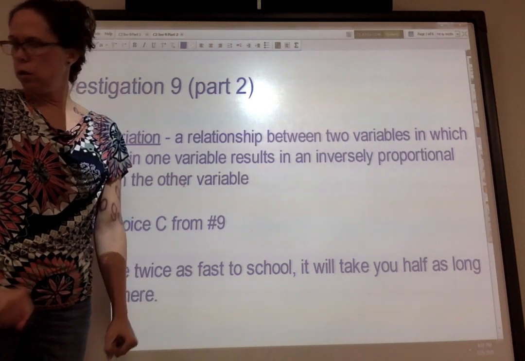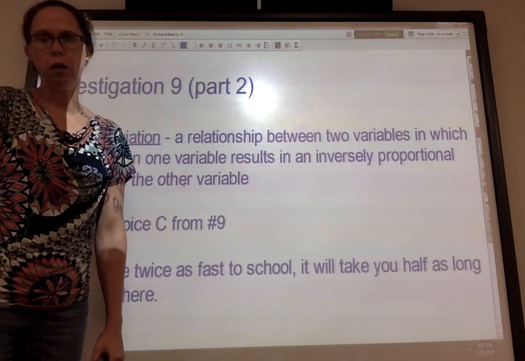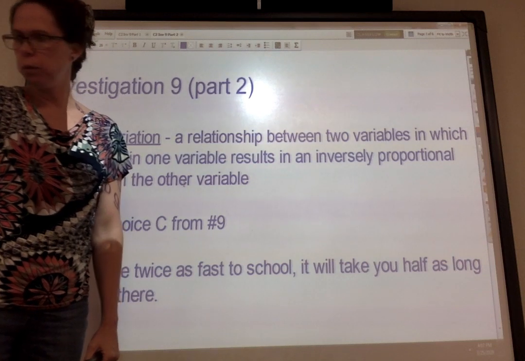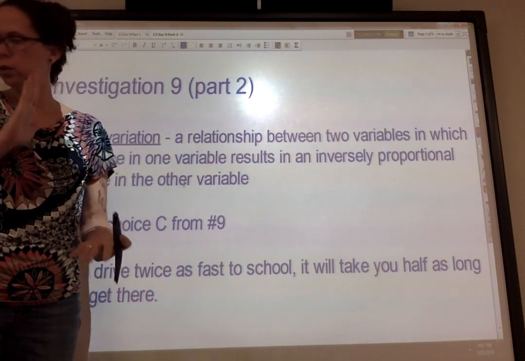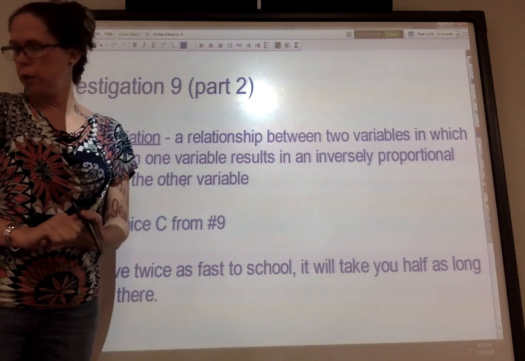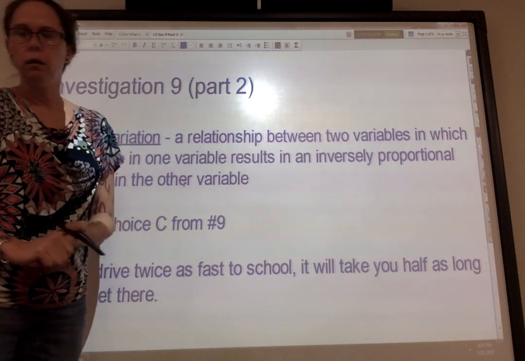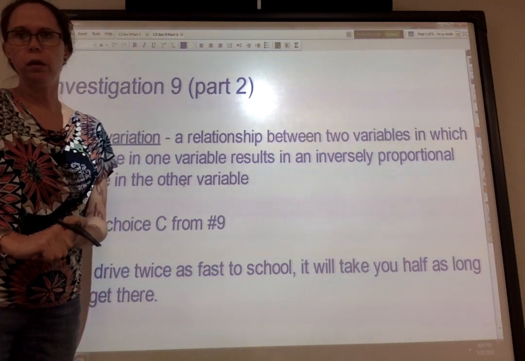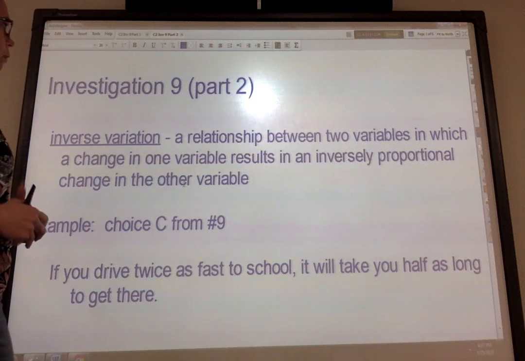So this video is to finish out our investigation 9. So this is part 2. Make sure that you have your math notebook. Make sure you've got some graph paper. Okay, so today we are talking about inverse variation.